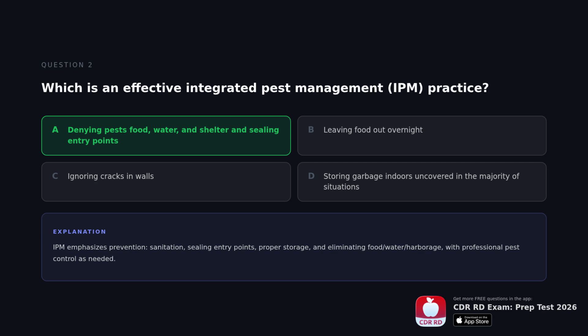The correct answer is denying pests food, water, and shelter and sealing entry points. IPM emphasizes prevention, sanitation, sealing entry points, proper storage, and eliminating food odor harborage, with professional pest control as needed.